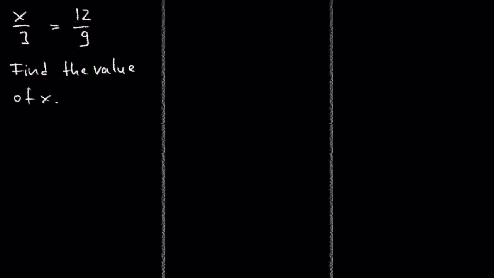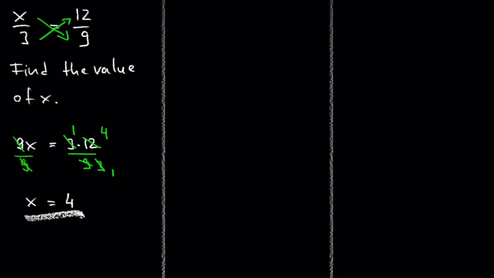Let's look at the next example. x to 3 equals 12 to 9. Find the value of x. We can solve this easily with cross multiplication. 9x equals 3 times 12. After dividing by 9 on both sides, we get x equals 4. And we are done with this problem.